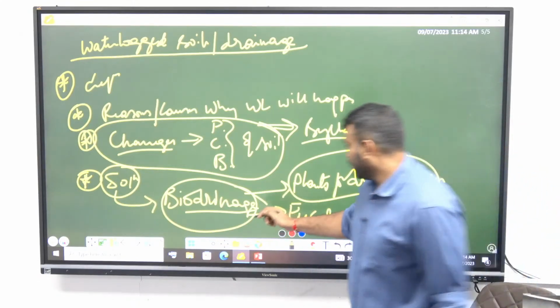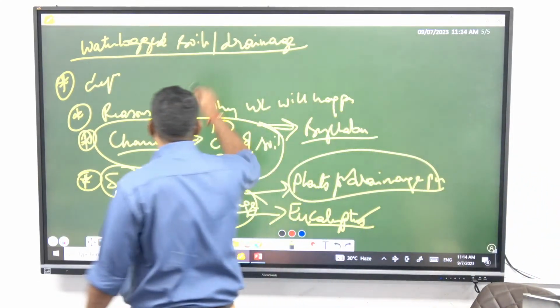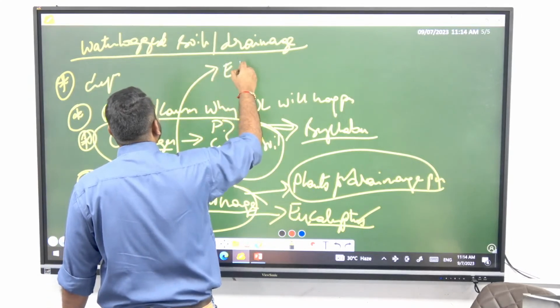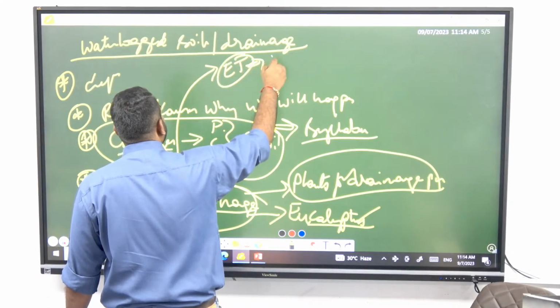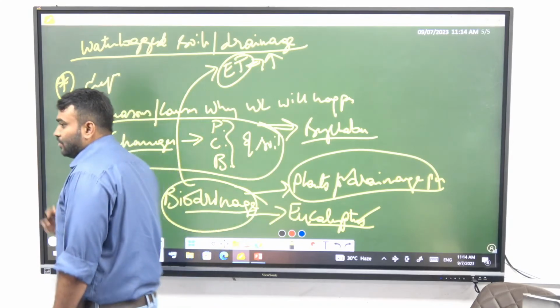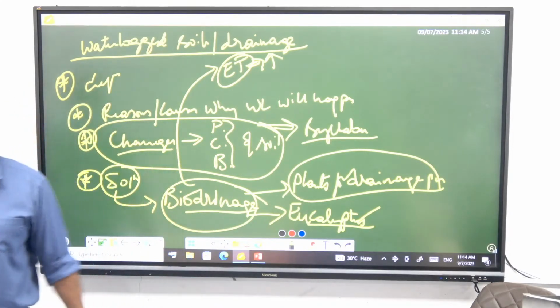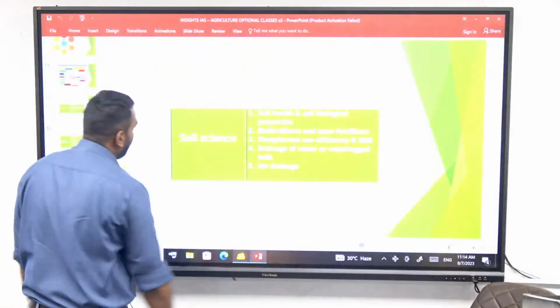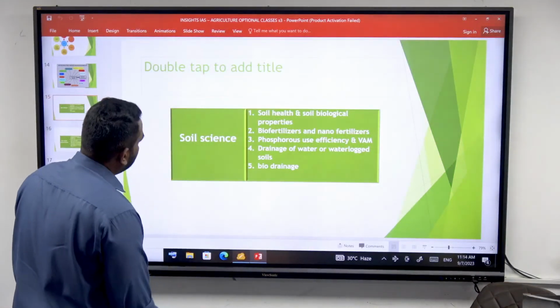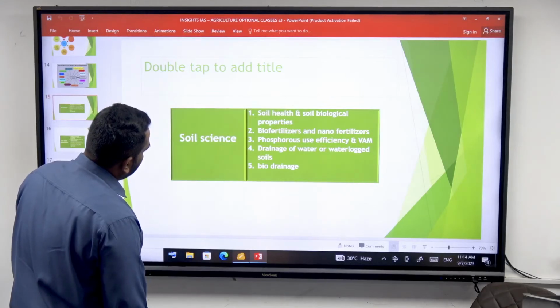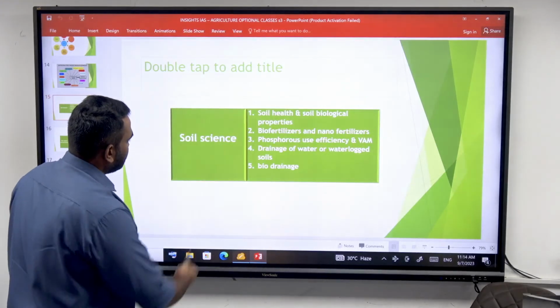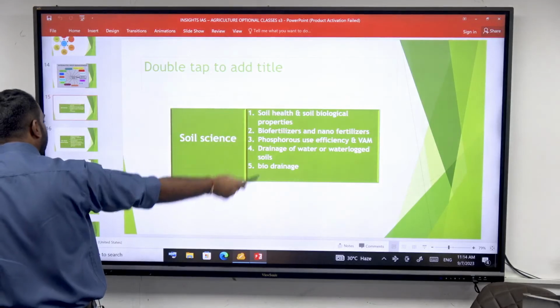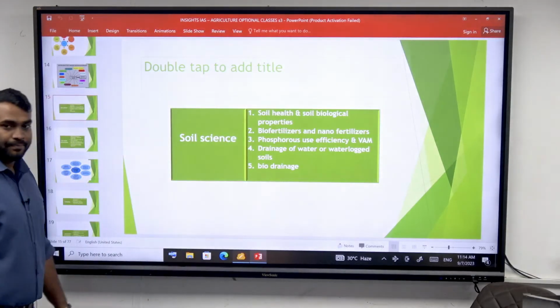And also, one of the characteristics of biodrainage plants is that ET, that is evapotranspiration, should be more. If it is more, the plant will be losing water, and to compensate that, it will be taking water from the soil. Clear? Okay, biodrainage, that is what I explained. So this year, I believe among these 5, at least one question would be there, right?